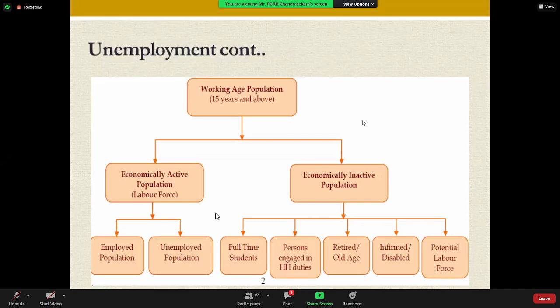So the economically active population, that means the labor force, has two categories: employed and unemployed. In unemployment, we talk about the unemployed population. That means the persons who are willing to work and seeking a job in an economically active population.